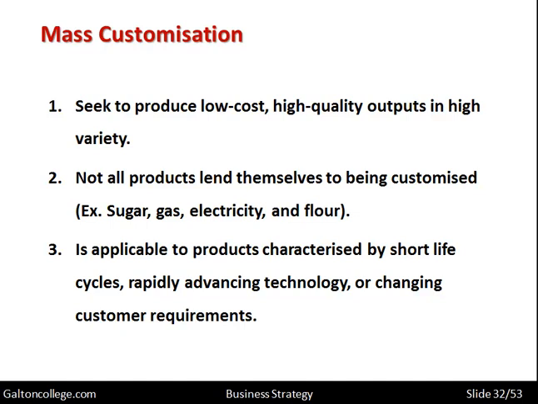Mass customization could be applicable to products characterized by short life cycles, rapid advancing technology, or changing customer requirements. Sometimes we get products and we try to customize them to meet current demand. So we try to alter existing products to meet current customer demand.